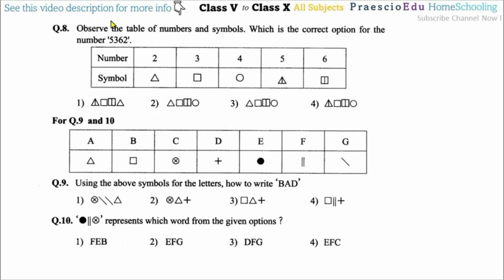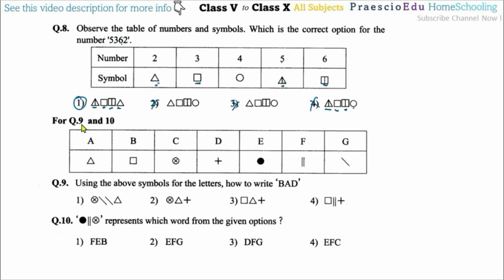Then question number 8: observe the table of numbers and symbols. Which is the correct option for the number 5362? Now 5 means this one, then 3, 6 and 2. So starting from this one, option number 4 and option number 1 are incorrect. 5, 3: 3 means square is there, here a square and here also a square. Then 6 means this one, so here also and here also. And then 2 means triangle, so here the triangle and here the 0, so this is incorrect, so option number 1 is the correct one.